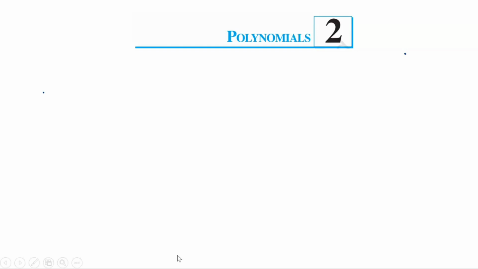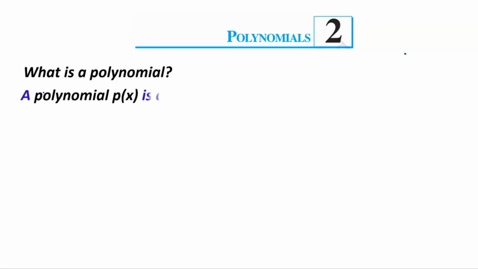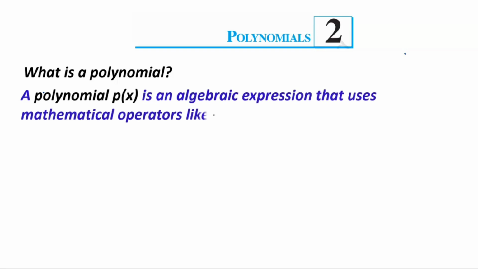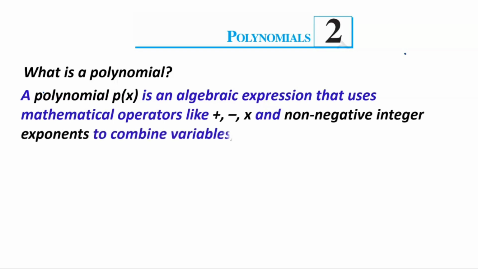Hello everyone. Today in this video we are going to discuss chapter 2, Polynomials, of grade 10 from the NCERT book. First, let us recall what a polynomial is. A polynomial p(x) is an algebraic expression that uses mathematical operators like plus, minus, and multiplication, and some non-negative integer exponents to combine the variables and constants.